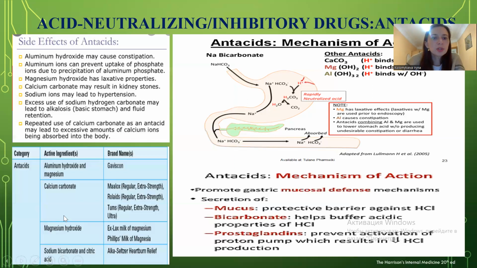And what are the variants of antacids? Aluminum hydroxide and magnesium, calcium bicarbonate, magnesium hydroxide, and sodium bicarbonate and citric acid. And you may see a brand name for each of these active ingredients.